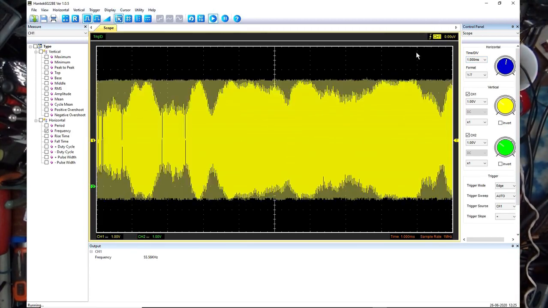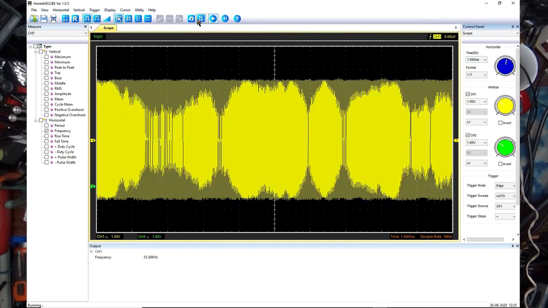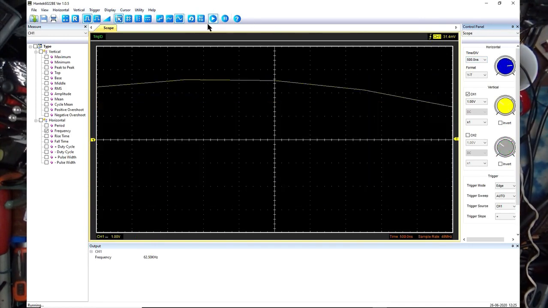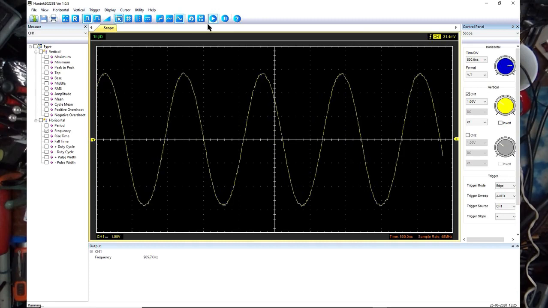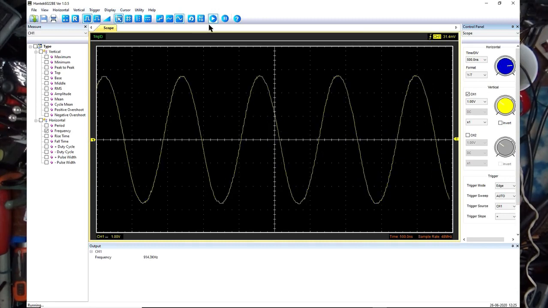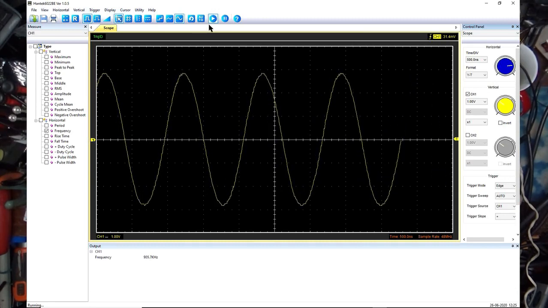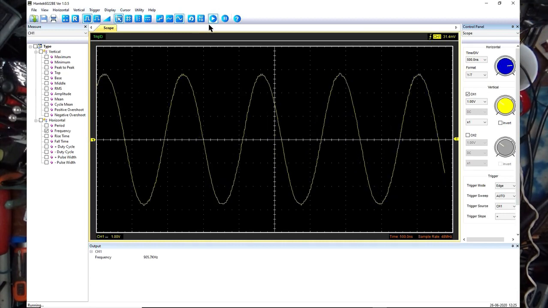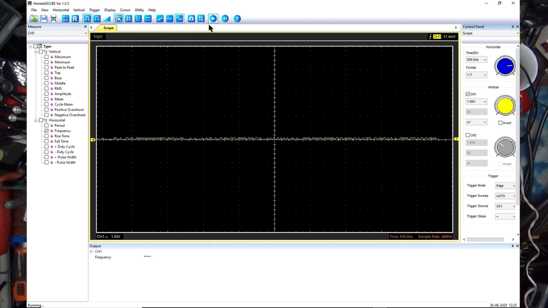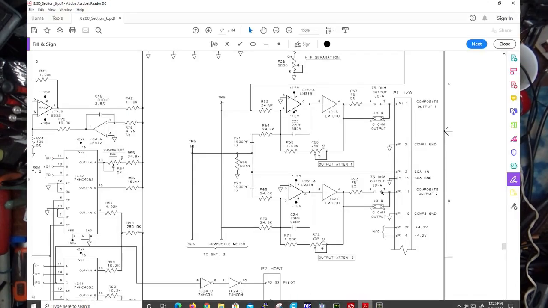So that means it knows that it's there on that test point. Well, that's nice. So, what's our next spot to test here? Let's go back to the schematic.